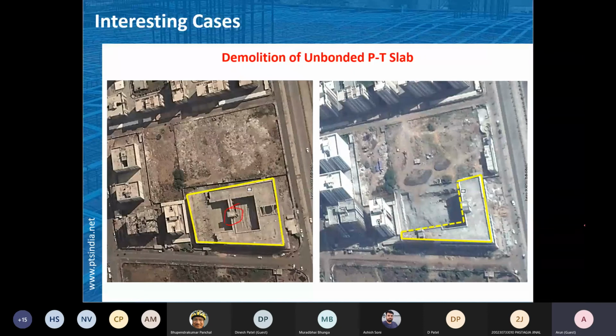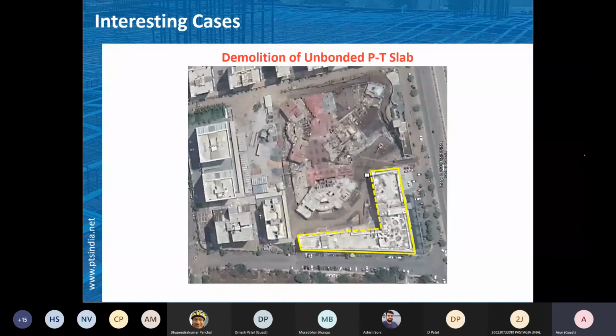And after cutting, you can see that this part is land acquired by the same client. So there is a new scheme over here. You can see the new scheme here. This is entirely a new scheme.